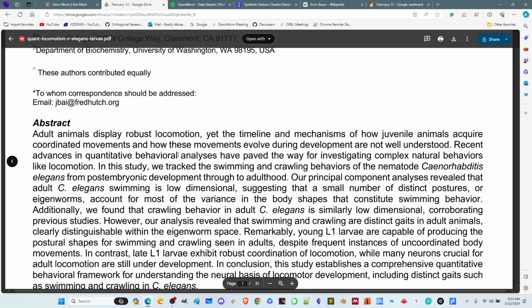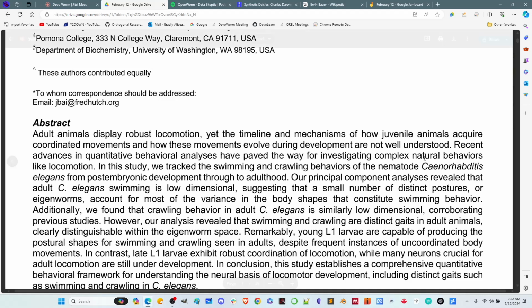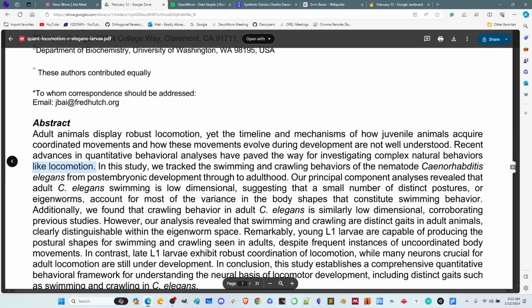Recent advances in quantitative behavioral analyses have paved the way for investigating complex natural behaviors like locomotion. You can study locomotion simply by letting a C. elegans crawl across the gel and do its thing, recording it, and then tracking it using tracking algorithms. In this study, we tracked the swimming and crawling behaviors of the nematode C. elegans. They have very exquisite, stereotyped swimming behaviors, and they're very good at swimming in liquids. If there's a thin liquid layer they have to traverse, they can do that easily. But also crawling, which is just moving like a worm. They looked at this from post-embryonic development, through the larval stages, to adulthood.